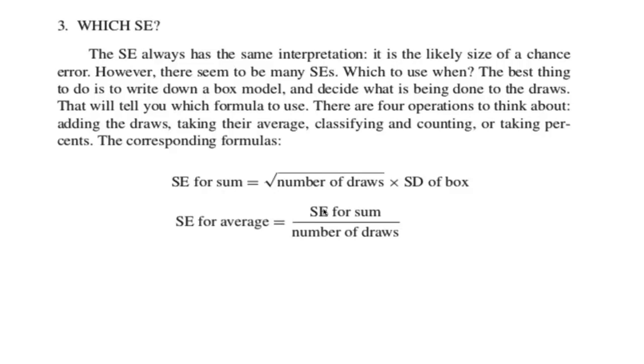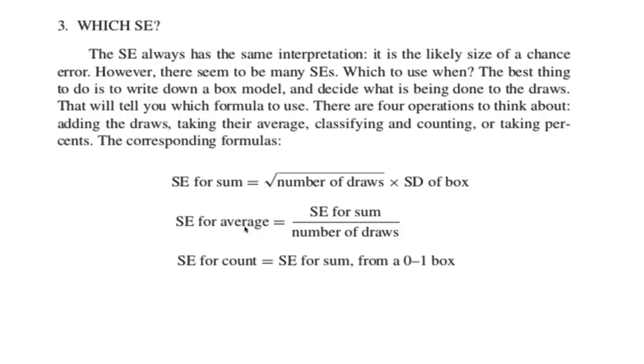And then if I want to pick up a bunch of tickets and I want to know something about the average of it, then how do I measure the chance error? Well, the SE for the average is simply taking the SE for the sum that we did earlier and dividing that by the number of draws. So that gave us the SE for the average. So everything really comes from the SE for the sum. Once I know the SE for the sum, I can use that for every other SE.